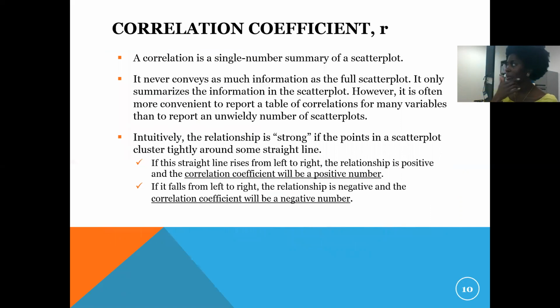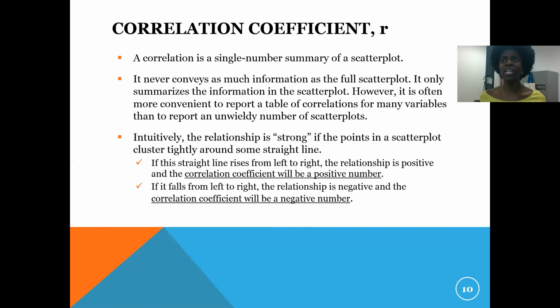Okay, so let's talk about this, because relationships are complicated, folks, and we want to simplify it as much as possible, right? By being on the same page, by using one number and determining what that number means. So the correlation coefficient is a single number summary of a scatter plot. It never conveys as much information as a full scatter plot. It only summarizes the information in the scatter plot. However, it is often more convenient to report a table of correlations for many variables than to report an unwieldy number of scatter plots.